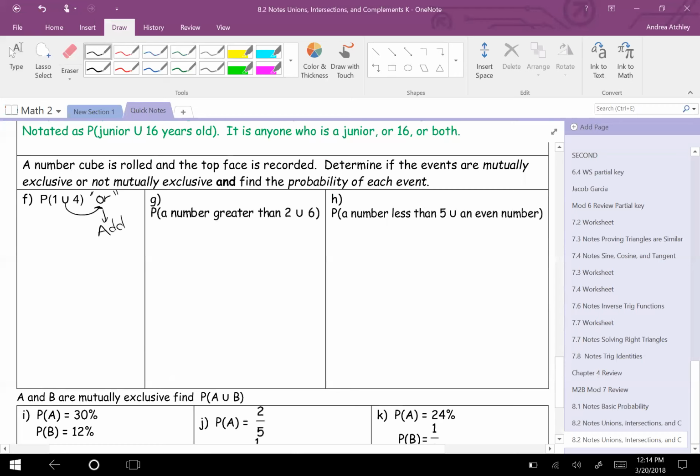Okay, so we're going to list all the things on our number cube. So 1, 2, 3, 4, 5, and 6. This is our sample space. All the possible outcomes. Okay, so the first one is a 1. The second thing I'm trying to find is a 4. I want a 1 or a 4. Okay, so underline the 1 and circle the other.